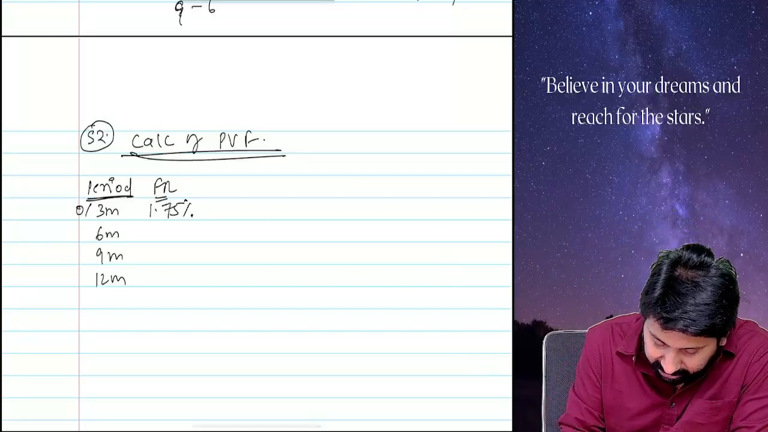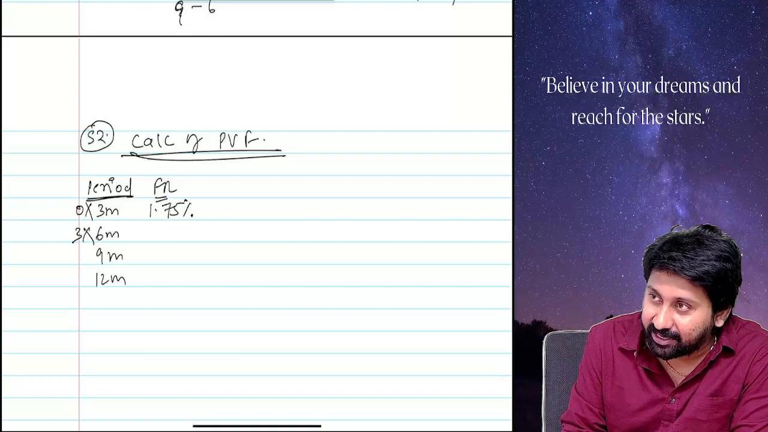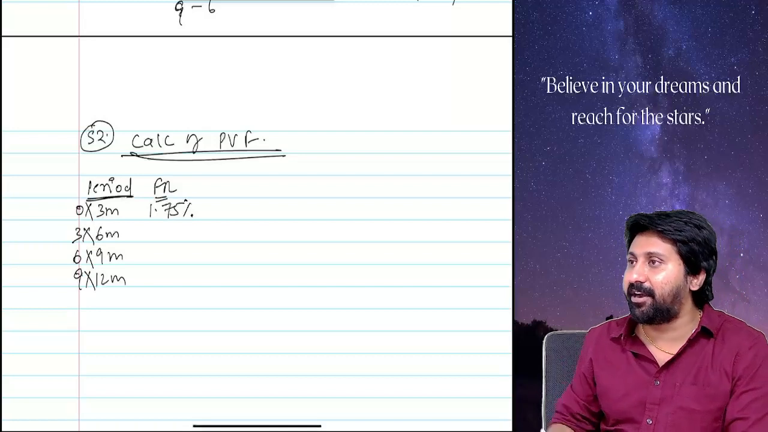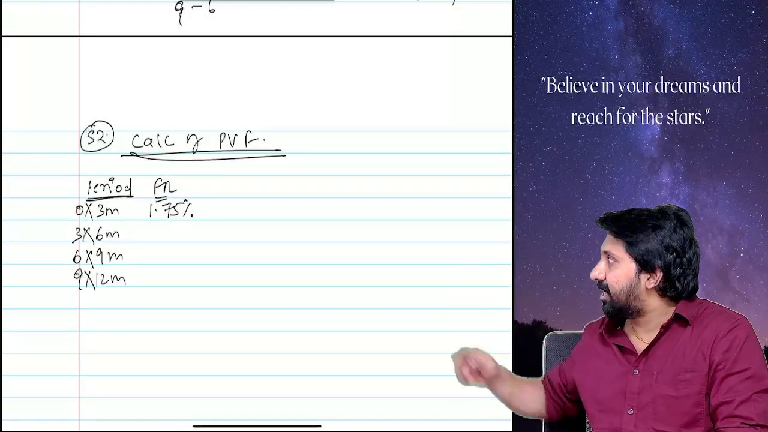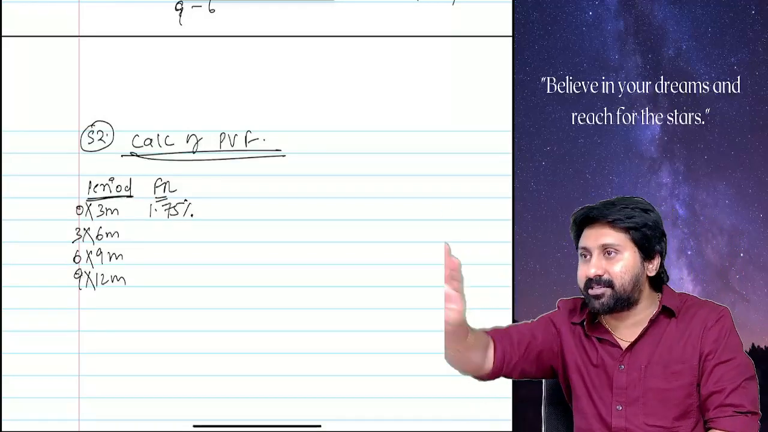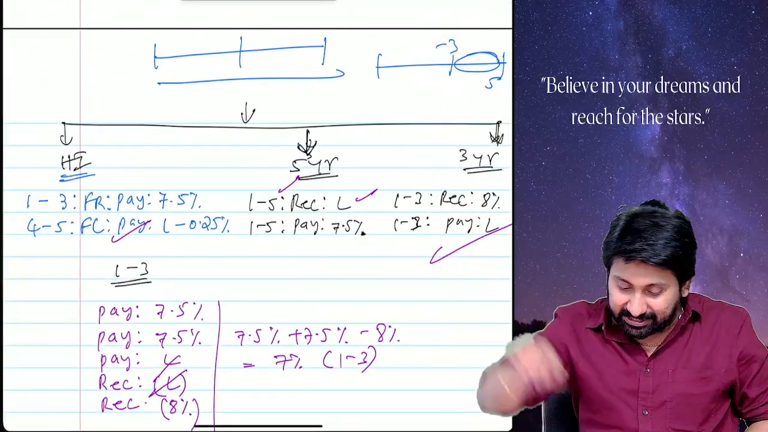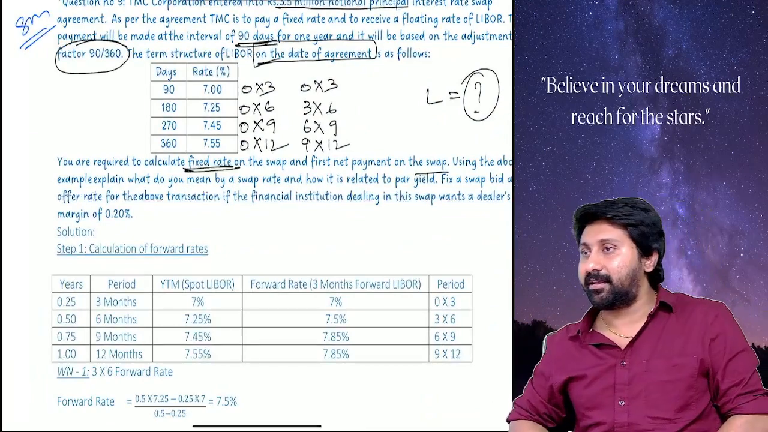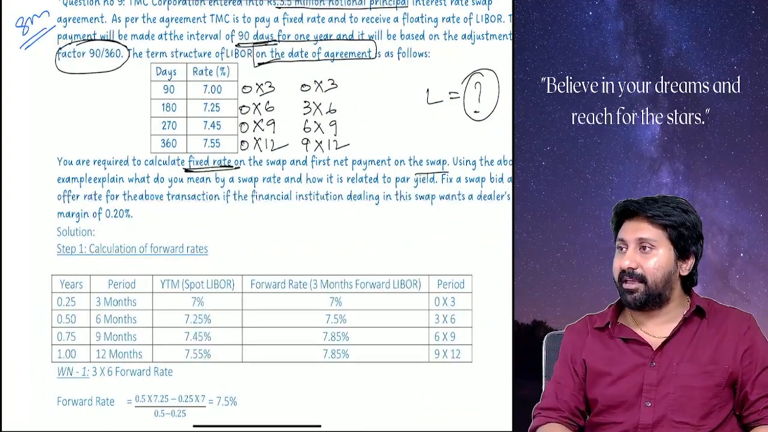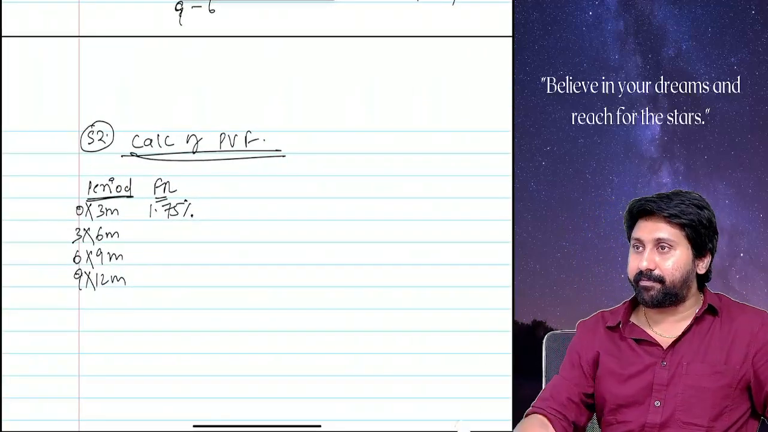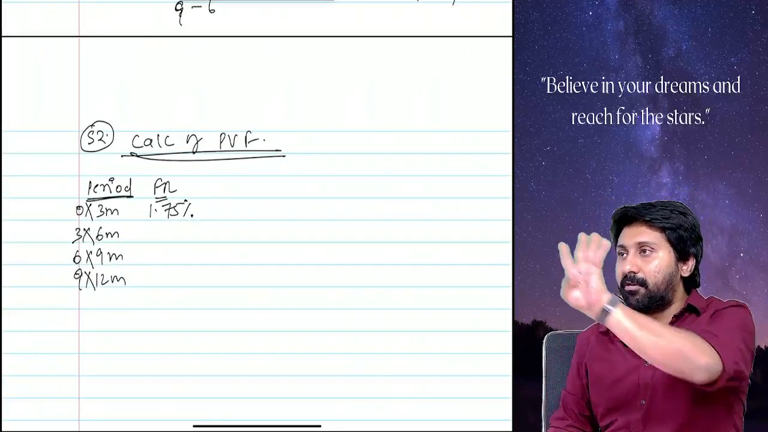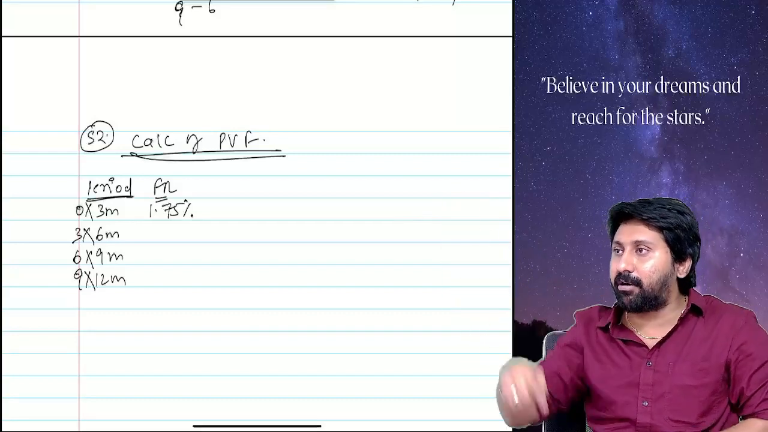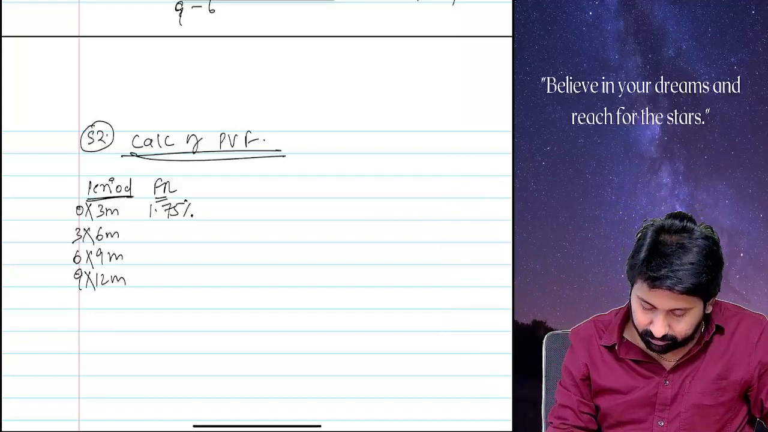How to do this? This is 0 to 3. This is 3 to 6. This is 6 to 9. This is 9 to 12. You are forgetting: 9 to 12 means these are all quarters. You divide by 4 quarters. That's why in the question he said 90 by 360, you take. Means 1 by 4. Everything should be for a quarter. How many quarters will be there? 4. 7.5 is for the total year, but we want only 1 quarter. 1 quarter how much? 1.87.